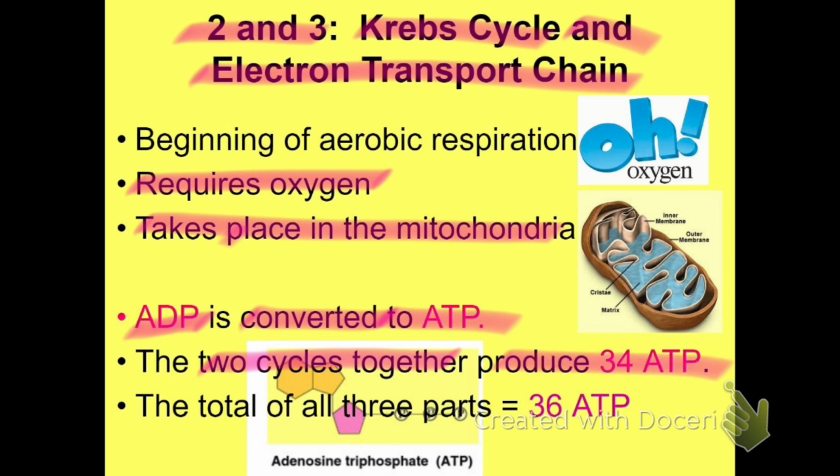How many did I produce in step 1? Do y'all remember? Look at your notes. How many ATP did step 1 produce? 2. Very good. So those 2 plus the 34 I just made, total of all 3 steps, I'm going to end up with 36 total adenosine triphosphate, or ATP.